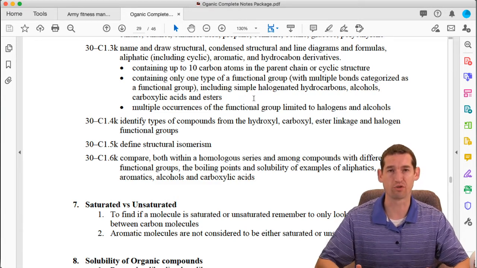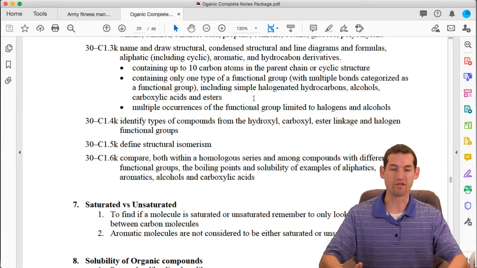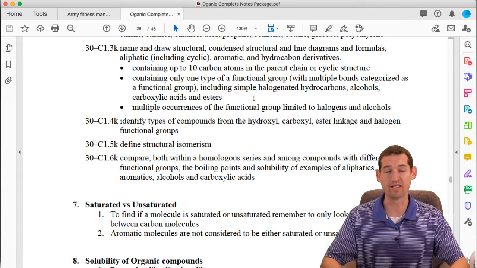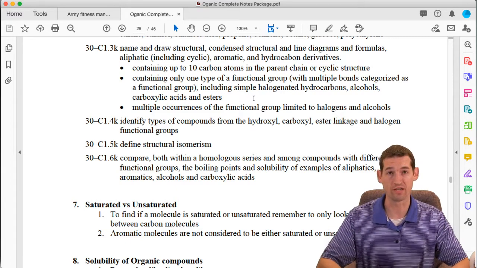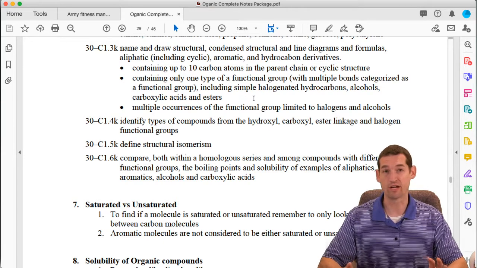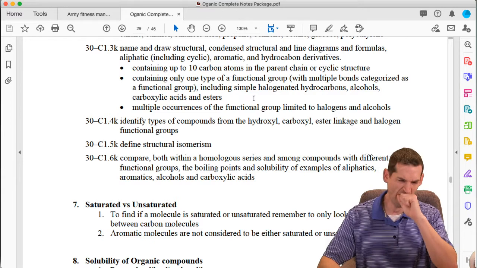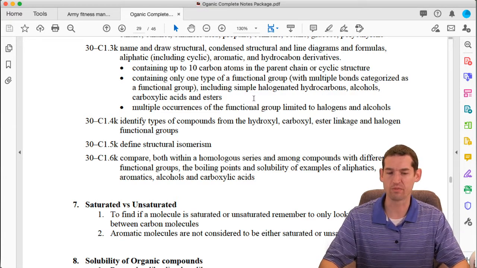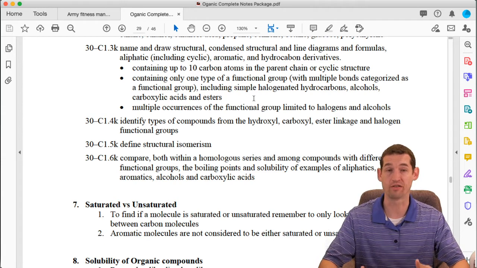1.5 is structural isomerism. Now it just says define here, but that also includes being able to identify whether two molecules are isomers. And that you would do by just counting carbons and hydrogens to see if they had the same numbers. And if it was a written question, it would be something like, can you find the 4 isomers of a certain molecule?